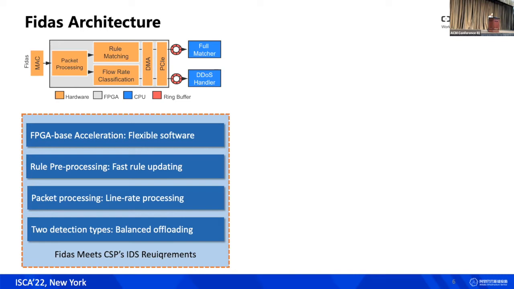And also we do a lot of rule pre-processing, decoupling the rules from the hardware so that we can ensure faster rule updating. And the packet processing ensures line rate processing. And if you look carefully, we have rule matching and flow rate classification. Those two detection types allow us to achieve balanced offloading.